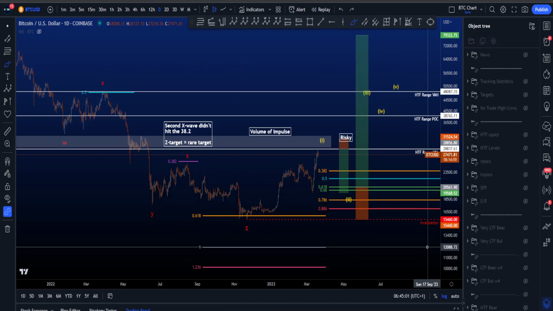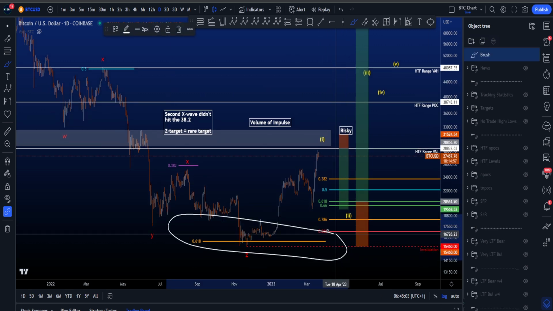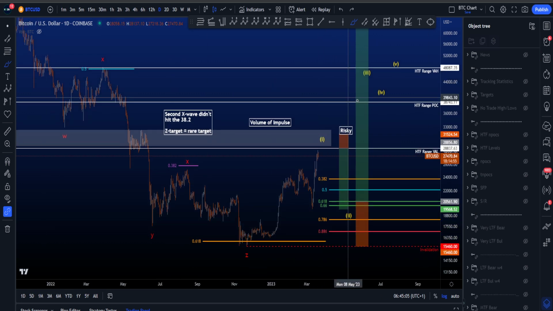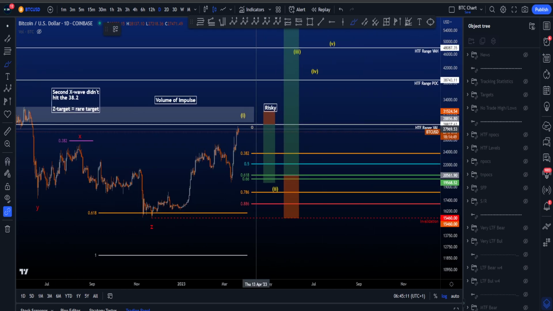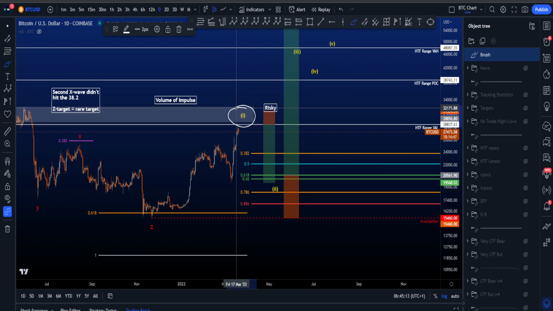Now nothing is wrong with that, of course. I mean, it is a rare target, so it is a target nonetheless. It's just important to know. And if we then look at the potential of this wave, what I'm looking for is this over here being a potential wave 1.